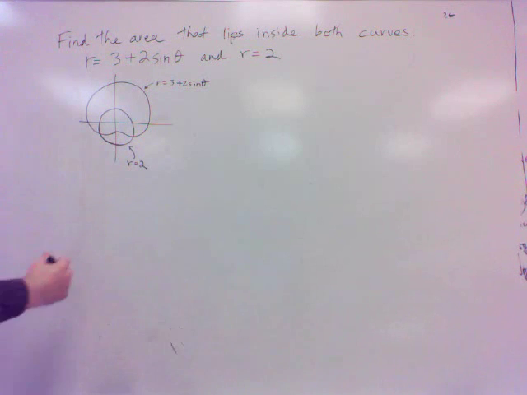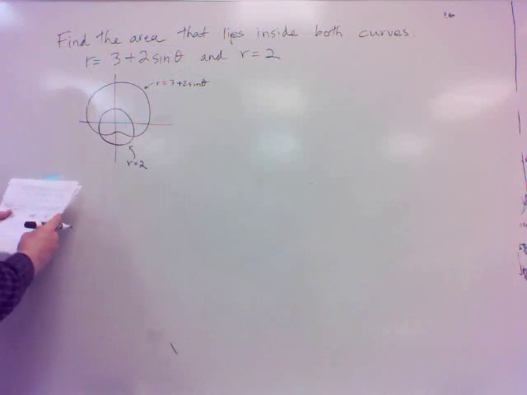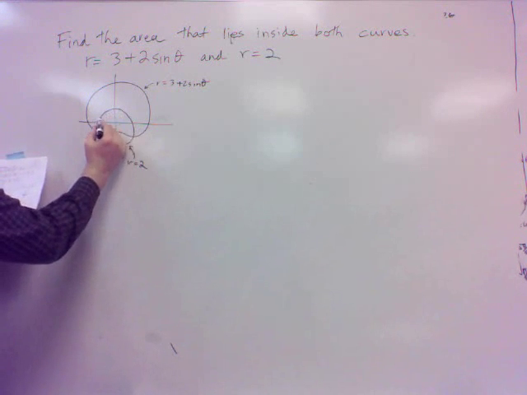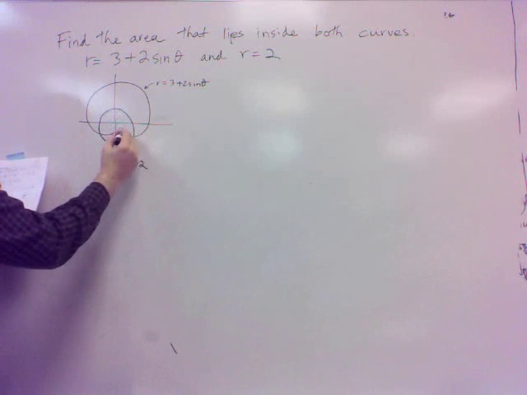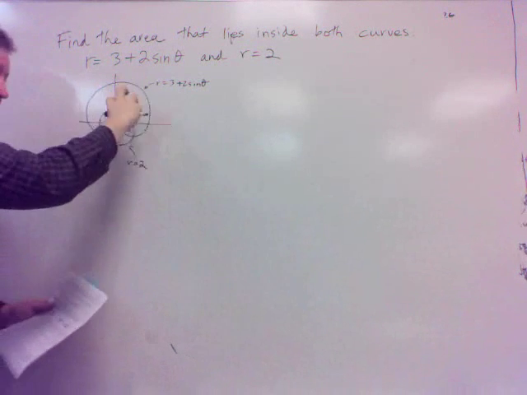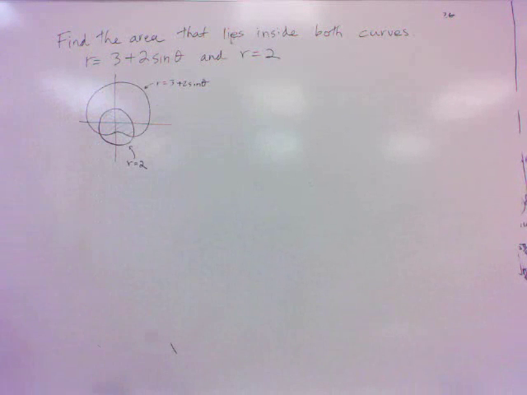Well, come to find out, so we're looking at this area right in here. That's what we want. That's inside of both curves, because this part is not inside the circle and this part's not inside that cardioid sort of shape. That's what we're looking for. But let's think about what that actually is.